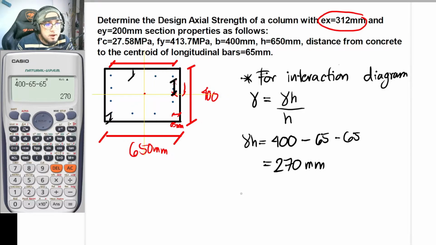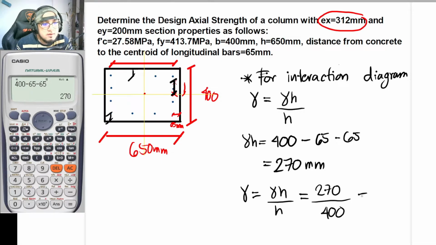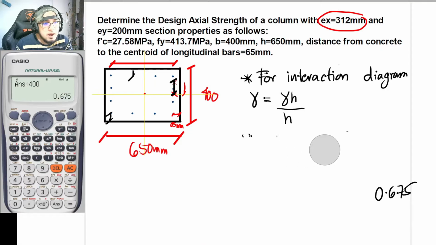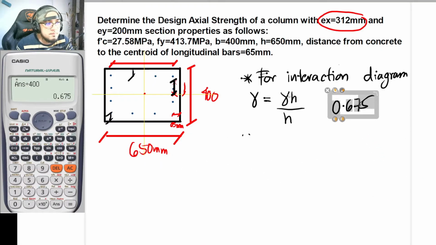Okay, so for your gamma, gamma is equal to gamma H divided by H. So this is now equal to 270 divided by 400. So getting our answer here, divide this by 400. So this is now 0.675. Okay, so ayan na ngayon yung gamma natin. So lagay ko lang dito.